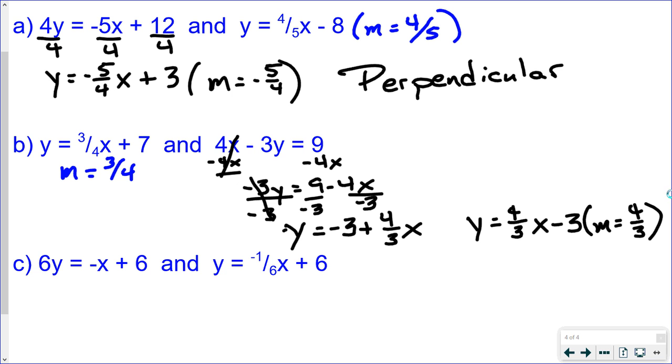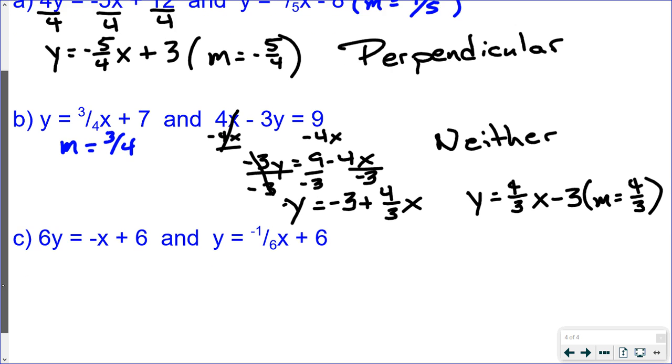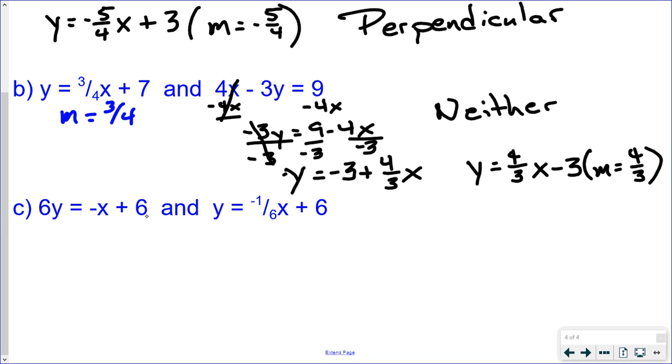So 3/4 and 4/3 are reciprocals of each other, but they are not opposite reciprocals. Both of these lines are leaning to the right. They're both a positive slope. So the answer to this one is neither. They're not perpendicular or parallel. All right, I got one more for you.